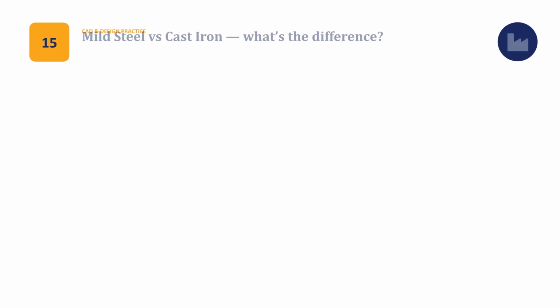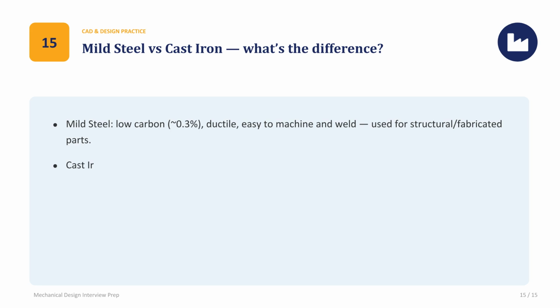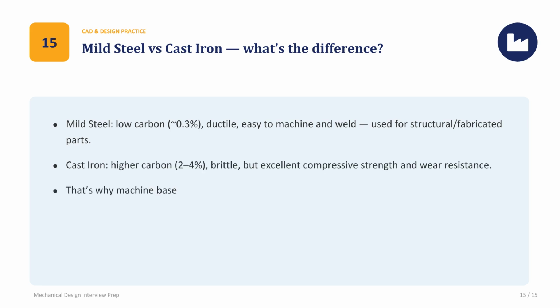Last one. Mild steel versus cast iron. Mild steel has low carbon, around 0.3%. Ductile, easy to machine and weld, used for structural parts. Cast iron has higher carbon, 2 to 4%. Brittle, but excellent in compression and wear resistance, which is why machine bases and engine blocks use it.